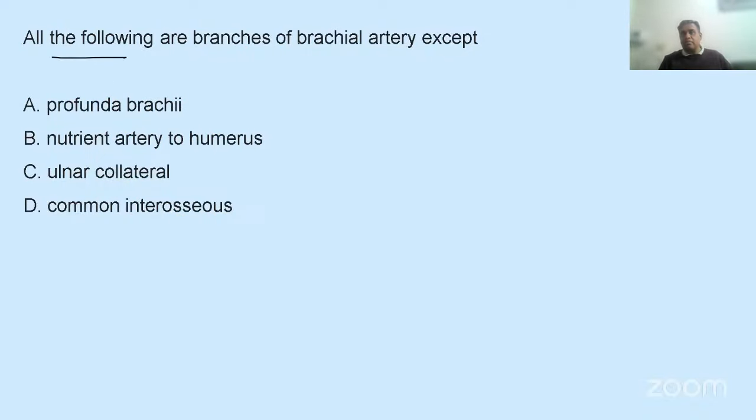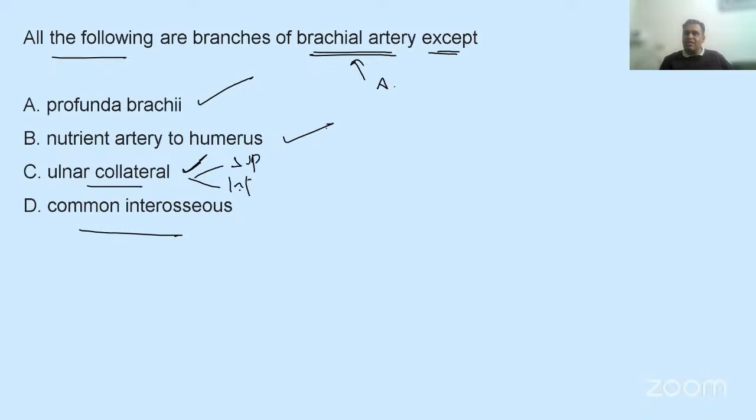All of the following are branches of the brachial artery except: the brachial artery is nothing but a continuation of the axillary artery. Profunda brachii, is it a branch? It is a main branch. Nutrient artery to humerus, yes. Ulnar collateral, not sure. Common interosseous, let us see. But ulnar collateral is a branch. There are two branches from the brachial artery regarding the ulna. One is the superior ulnar collateral, one is the inferior ulnar collateral. But common interosseous is the answer over here.